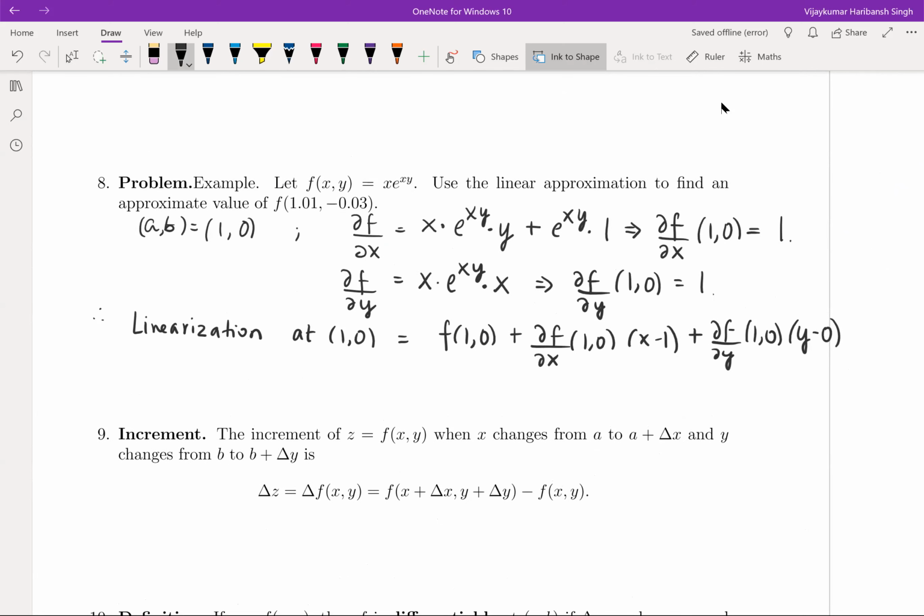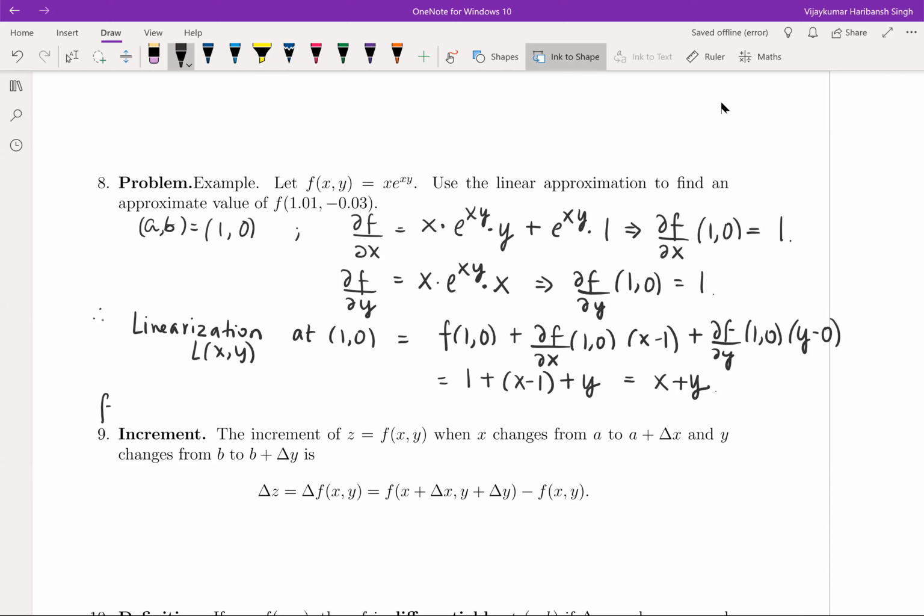And if I simplify this, I'll use notation for this. This is already L of xy. If you simplify this, this is going to be f of (1, 0). So if you put in (1, 0), you get 1 plus, this was already computed to be 1, so 1 times x minus 1 plus y, which is the same as x plus y. So this is the linearization.